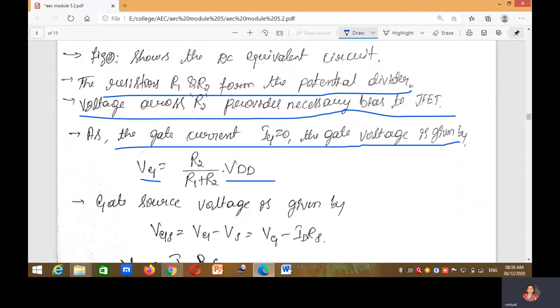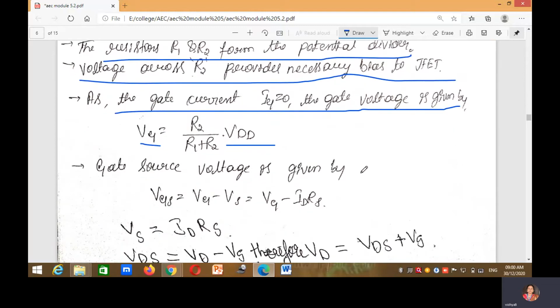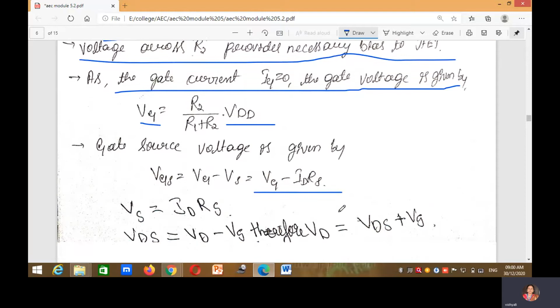You already know what we used to write: VTH is equal to R2 divided by R1 plus R2 into VDD, or VB is equal to R2 divided by R1 plus R2 into VDD. But in this case, we are using JFET. So instead of VB, we should write VG, and instead of VCC, we should write VDD. Gate source voltage is given by VGS is equal to VG minus VS. Here VS is equal to, we know, ID into RS. So substitute, and this is what you will get.